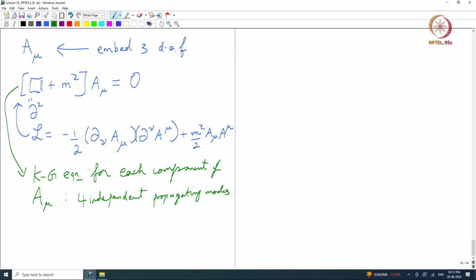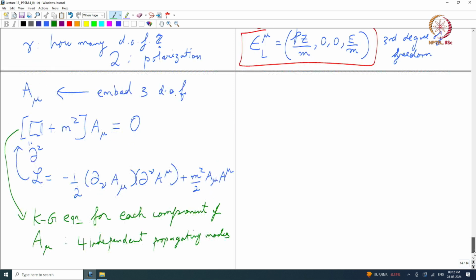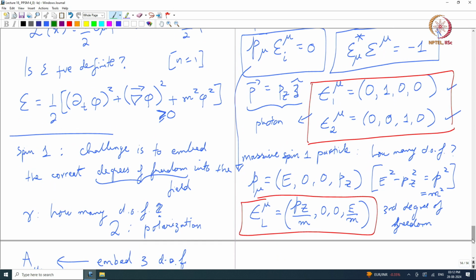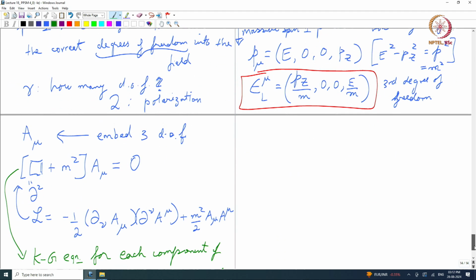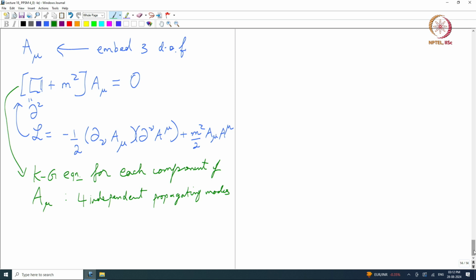Okay, but we are not talking about 4 independent propagating modes. They are all part of the same particle, right? Correct? All of them have to be connected by the same particle, but here it seems like we are describing 4 completely different particles. We just happen to put them all together into one 4 vector field, right? That is not the only problem here.